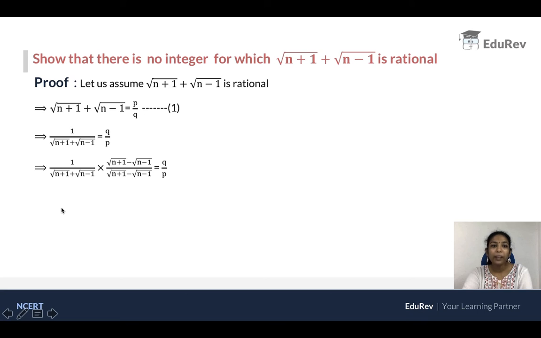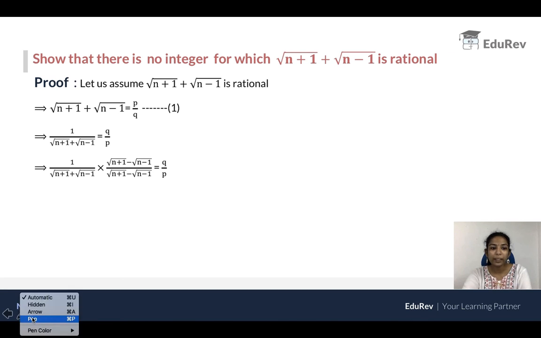So I am doing that. Always remember, in the denominator, if it is root a plus root b, you have to multiply it with root a minus root b to make it rationalized. I have root n plus 1 plus root n minus 1, so I am multiplying it with root n plus 1 minus root n minus 1 by root n plus 1 minus root n minus 1.